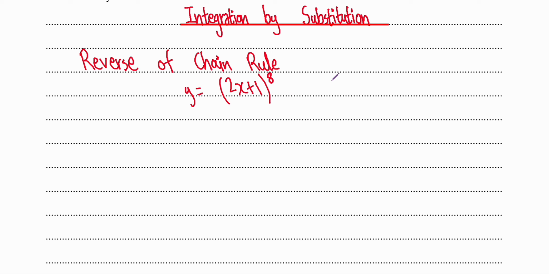Well, one way to do it is you can do 2x plus 1 times 2x plus 1 times 2x plus 1. You can do it 8 times, and then you will get a big polynomial with powers 8, 7, 6, 5, 4, 3, 2, 1, 0. And then you can integrate each term by term and get the final answer. Or you can use integration by substitution. So what you do is, let u equal 2x plus 1.